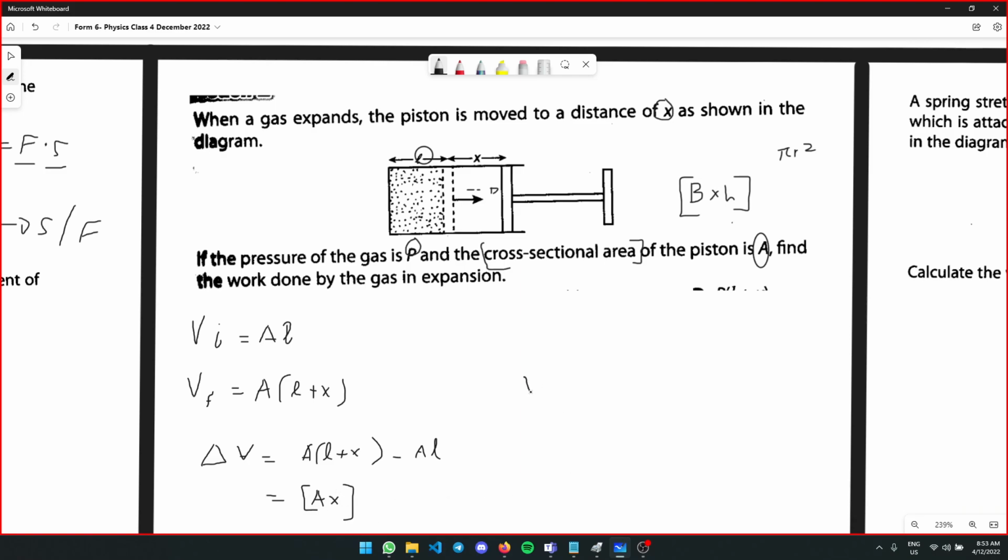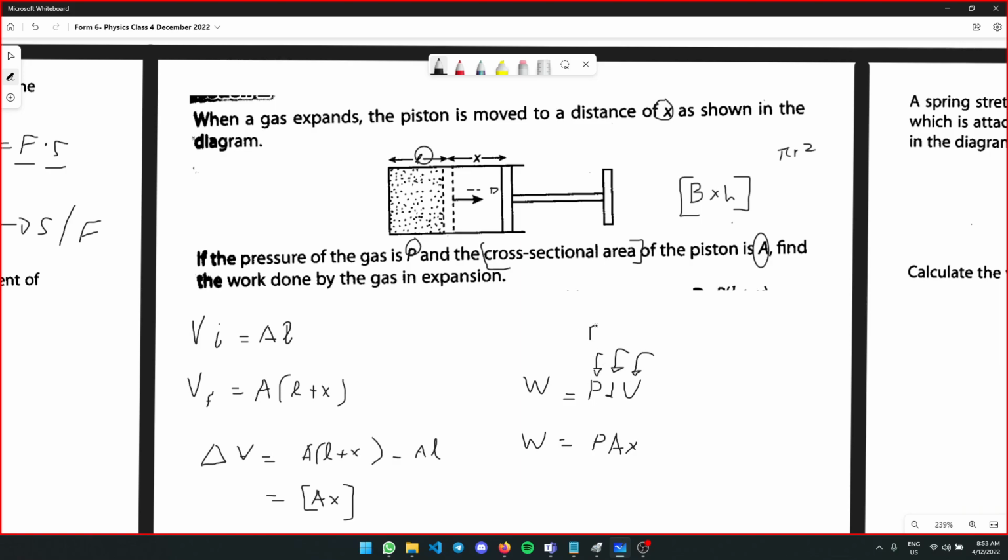You also have to remember work, you can also do it as PdV. Pressure, displacement, volume. So you can also write P times A. Oh, sorry, capital A, right? Capital A was used for the displacement. Keep it as X. So W can also be PAX.